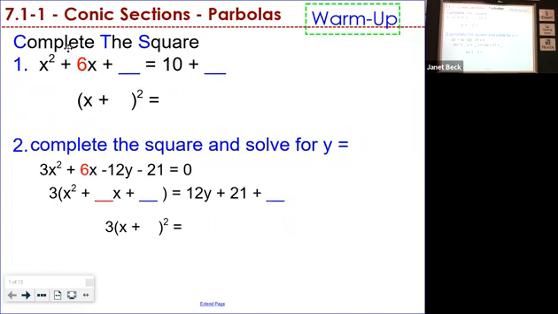So before we actually get on to complete the square, how many of you actually know what number we'd put in there? Type into chat if you happen to know what number goes there. Let's see.